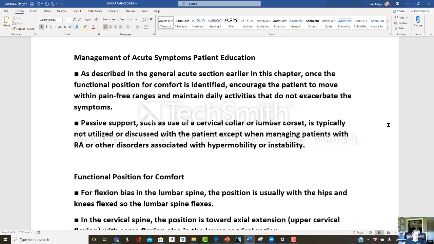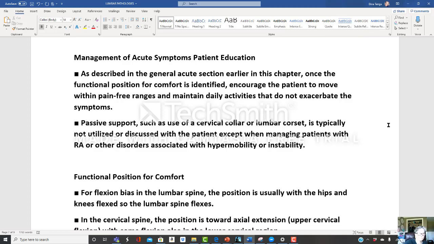Management of acute symptoms. Patient education as described in the general acute section earlier in this chapter. Once the functional position for comfort is identified, encourage the patient to move within pain-free ranges and maintain daily activities that do not exacerbate the symptoms. Passive support, such as use of a cervical collar or lumbar corset, is typically not utilized or discussed with the patient except when managing patients with RA or other disorders associated with hypermobility or instability.